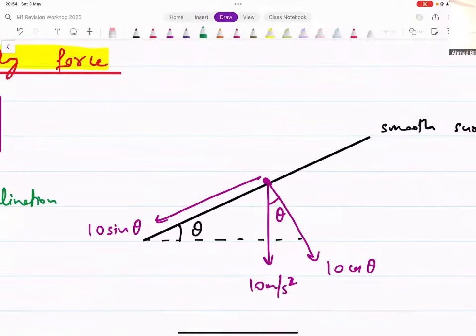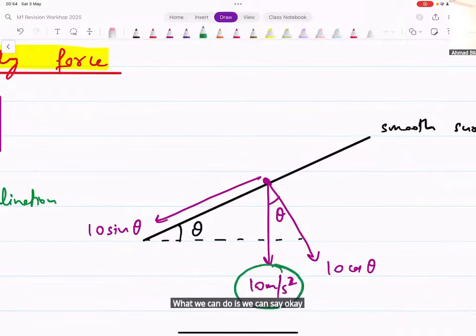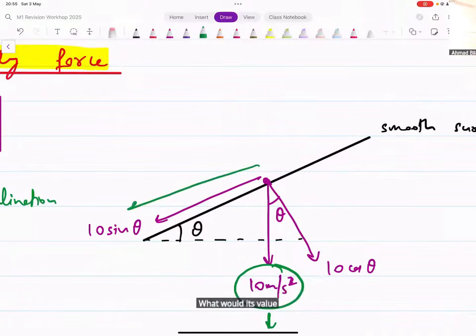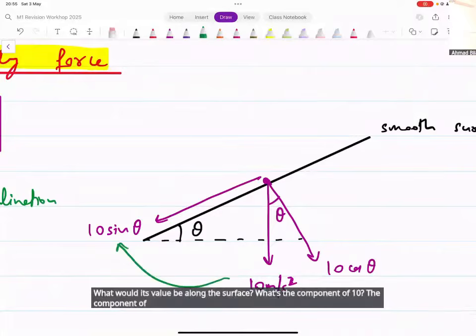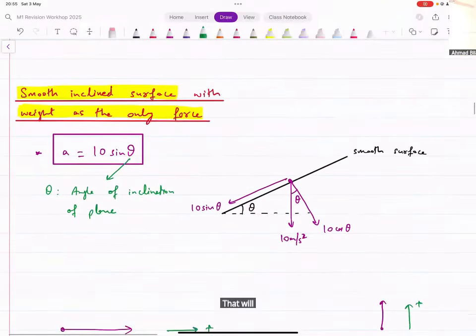If we have an object moving along the surface like this, what we can do is we can say, okay, in the vertical downward direction, the acceleration was supposed to be 10. What would its value be along the surface? What's the component of 10 in this direction? It is 10 sine theta. If the angle of inclination is theta, that component is 10 sine theta. That will be the acceleration that we have here.